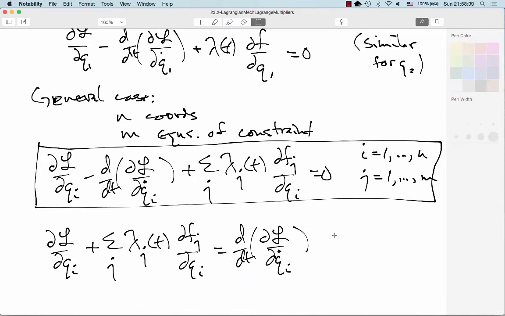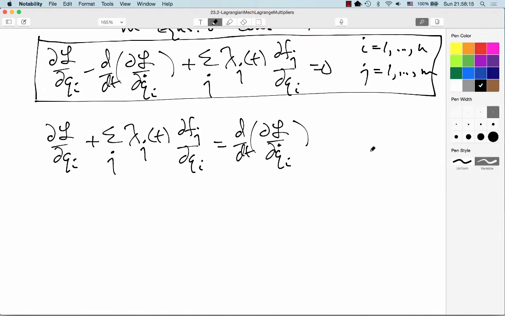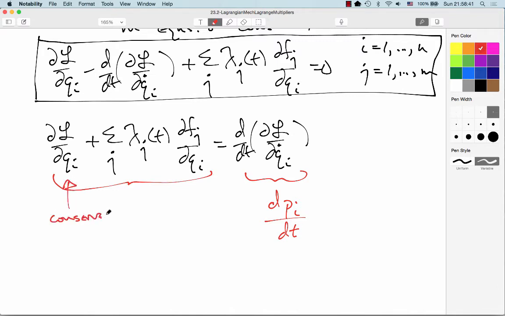So now let's see how we can interpret this. If we look here, we've already worked out that this is going to be the time derivative of the generalized momentum. And we've already worked out that this just gave me a force. So this would be my conservative forces all here. And so then I interpret this term as being my constraint forces.